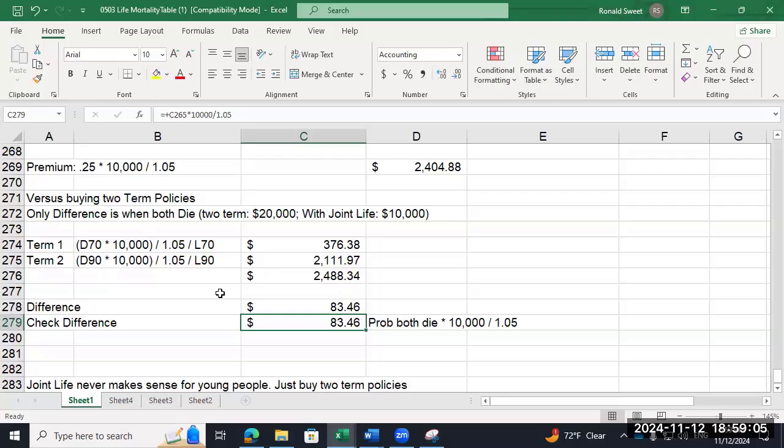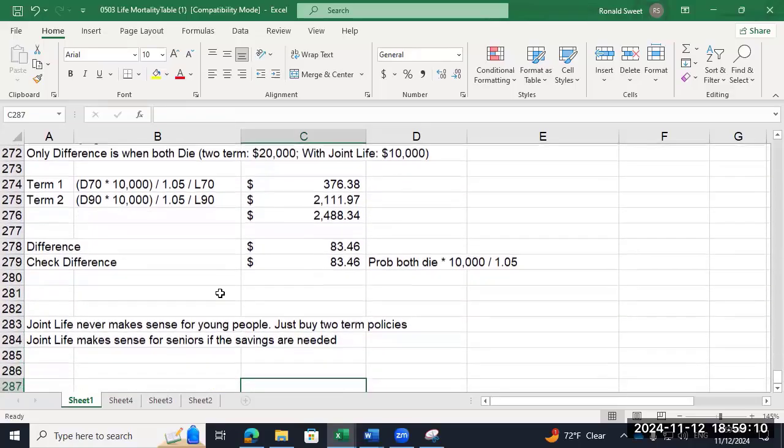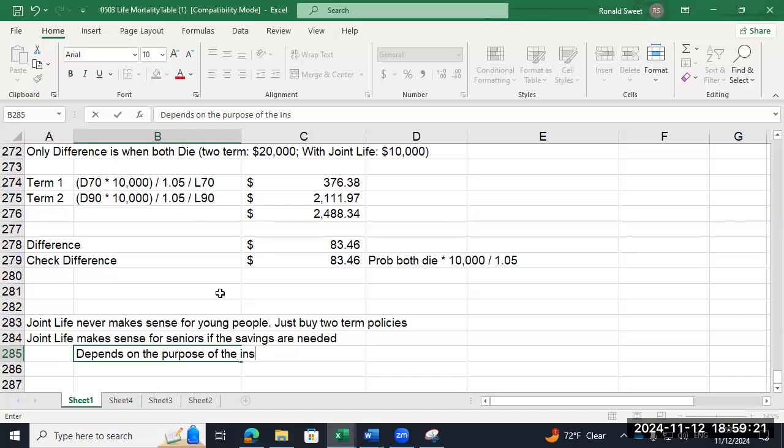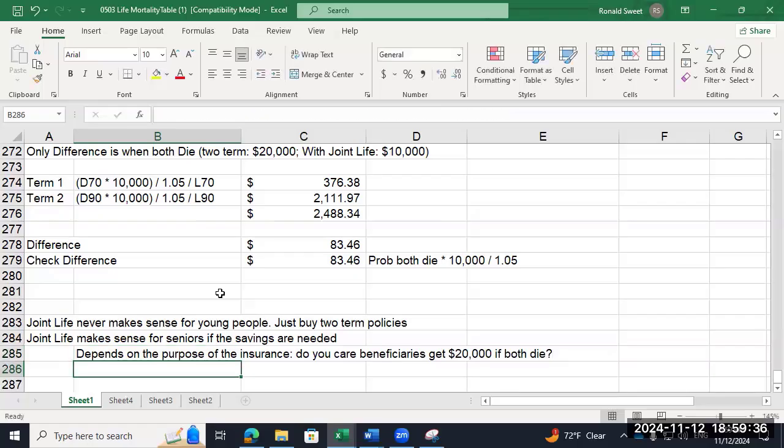All right, so 83 is not a lot of money, but the key here is it doesn't make sense for young people. For senior citizens, it makes sense, but it depends on the purpose of the insurance. Do you care if beneficiaries get 20,000 if both die? You may not care, right? 10,000 is what you need to pay for funeral costs. If you both die, maybe you say, hey, we do need 10,000 because I got to pay for two funerals.